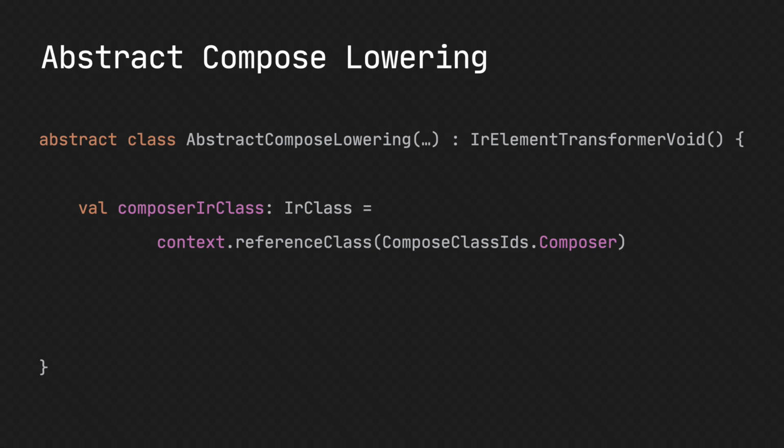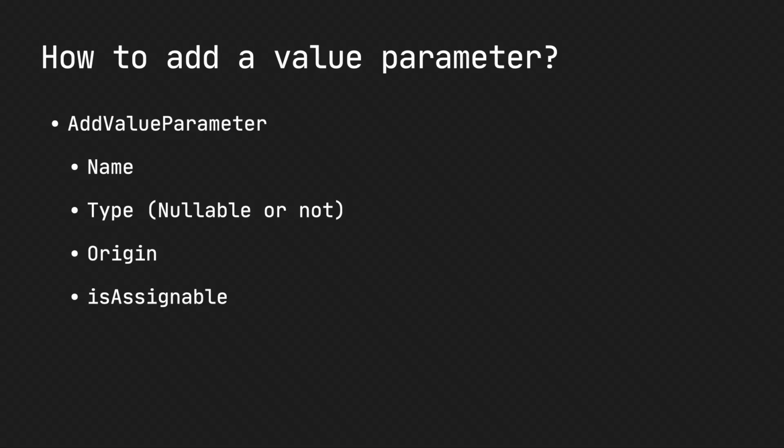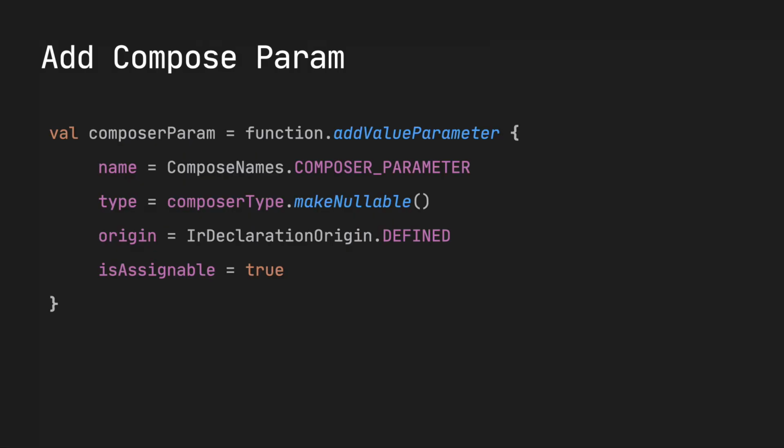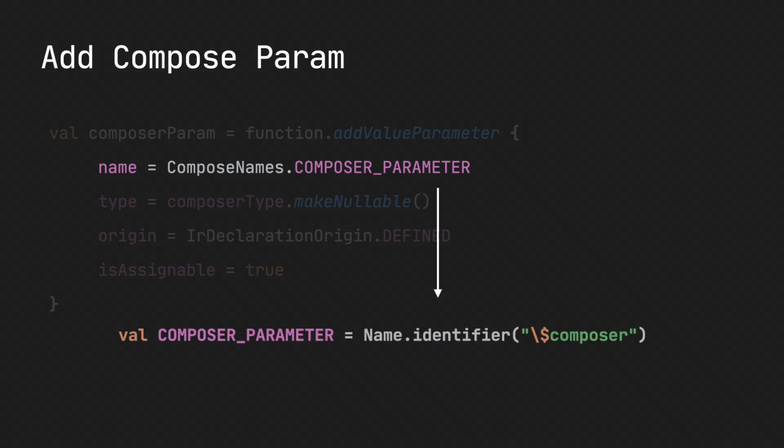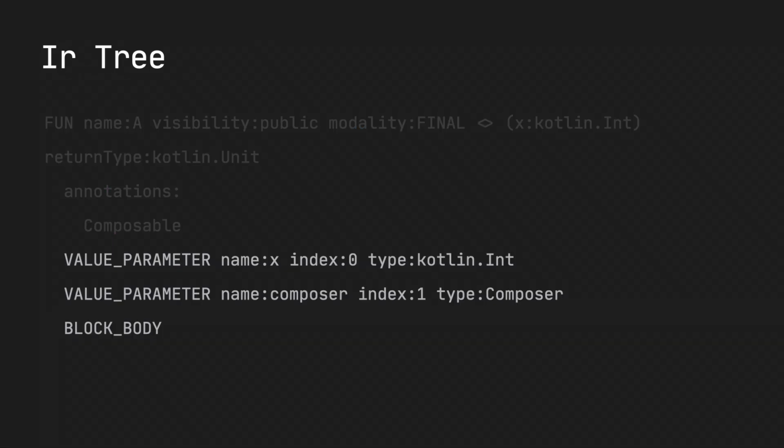So how do we go and add this to the actual function? Well, there is a utility provided by the Kotlin compiler called addValueParameter, and it takes in the name that you want to add and the type, and whether it's nullable or not. And it looks like this. So over here, I'm taking that function and I'm using this extension called addValueParameter. This is the utility provided by the Kotlin compiler. The first parameter is the name of the compose parameter that I'm going to use, which looks like this. It's an identifier, just like that. And then I'm going to specify whether it's nullable or not.